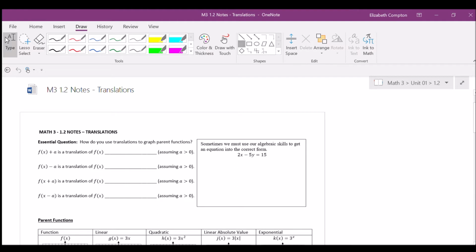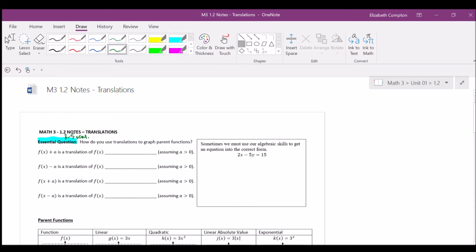Okay, so here's 1.2. 1.2 is on translations. Don't forget to be writing down your essential questions. The essential questions you'll be answering at the bottom in the summary spot. Remember, it's 3 to 5 sentences using good vocab. And again, that's your summary at the end.